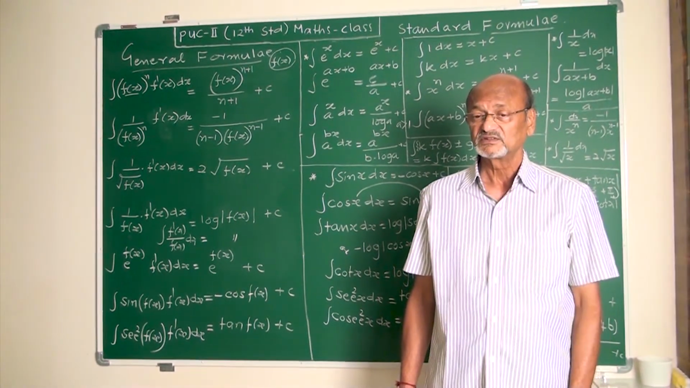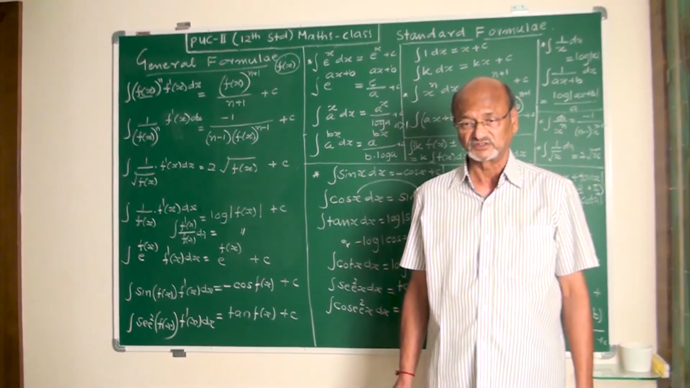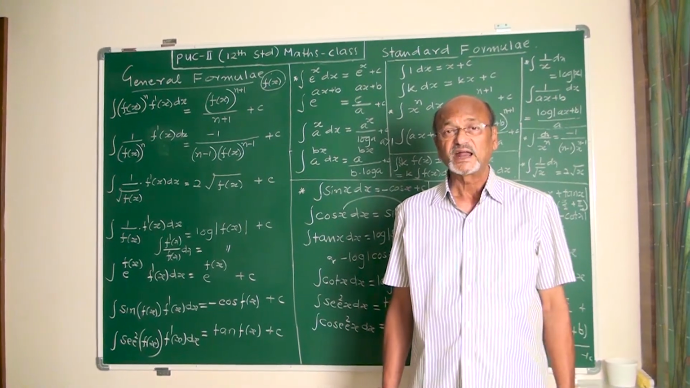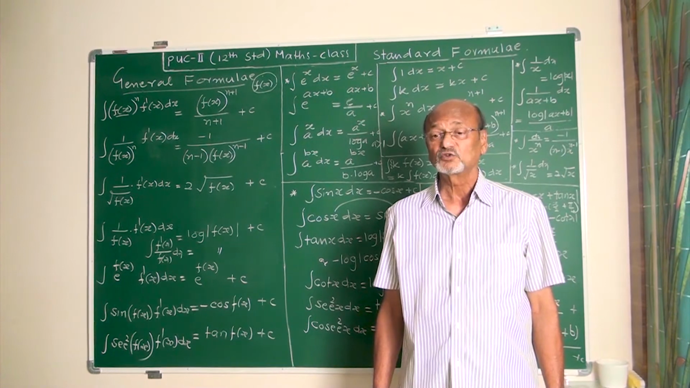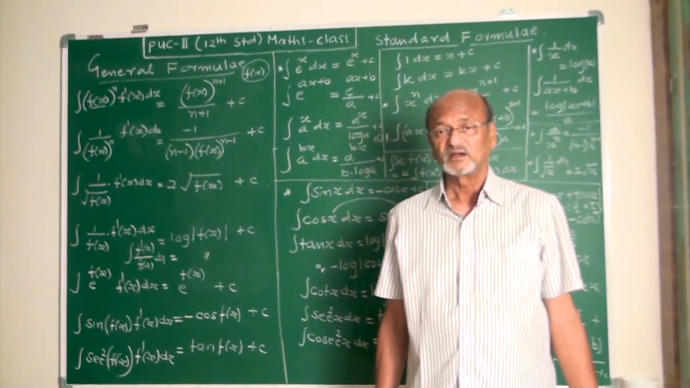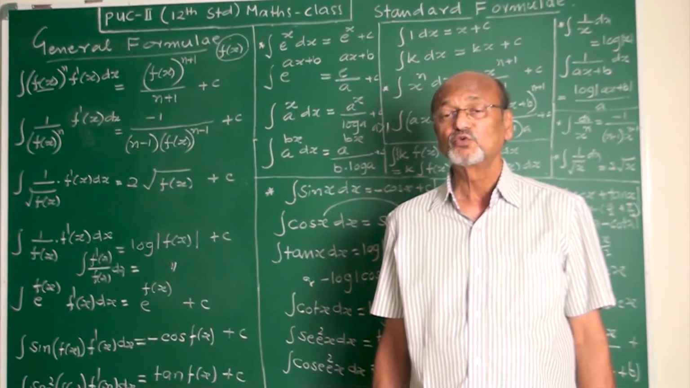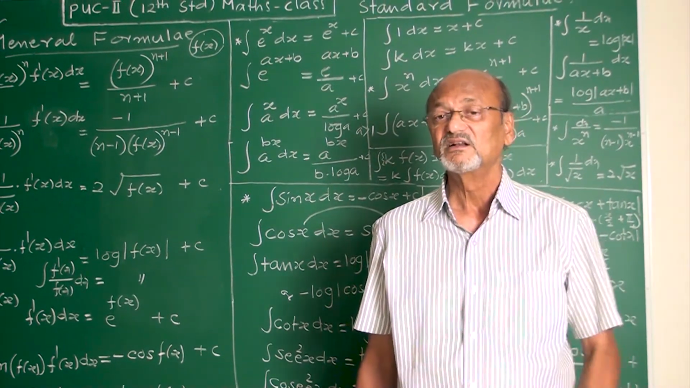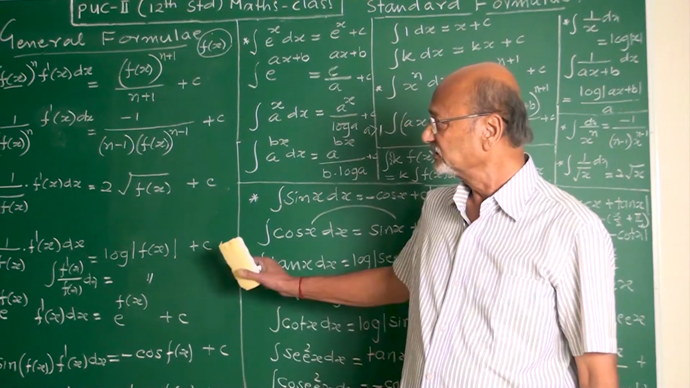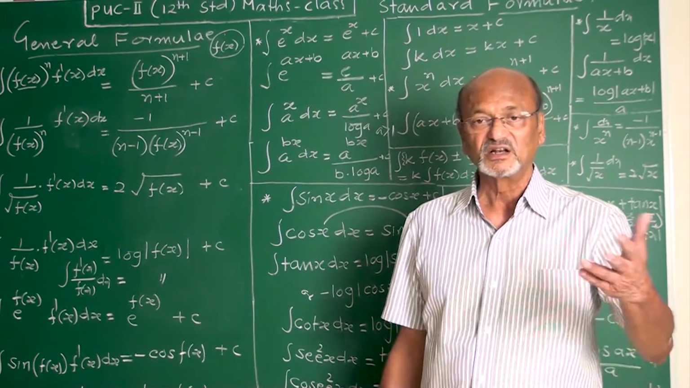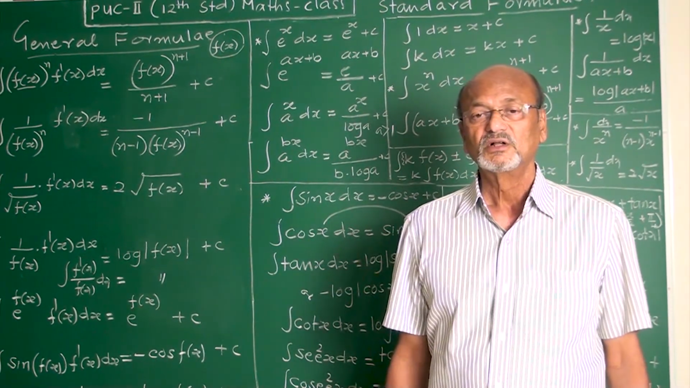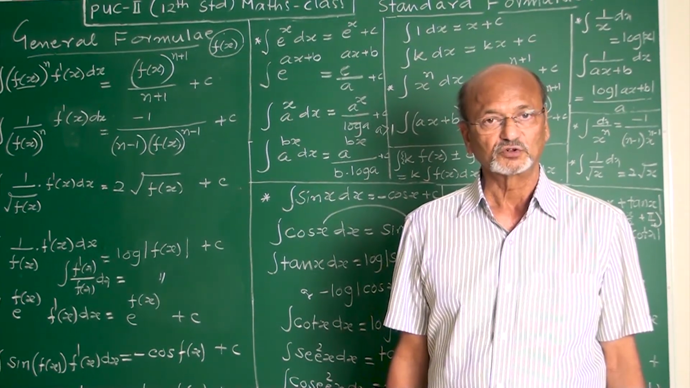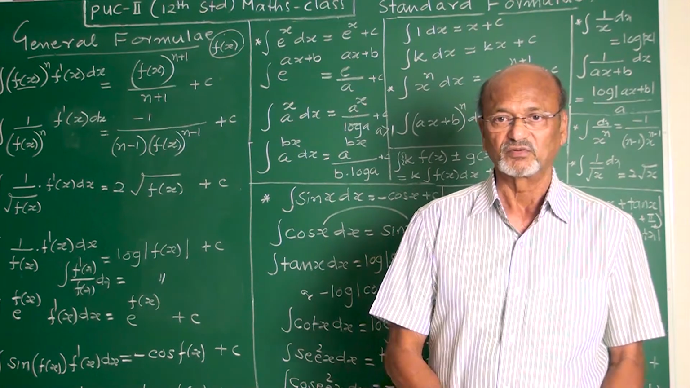Either it is sin inverse x or minus cos inverse x. Integral 1 upon 1 plus x square is tan inverse x or minus cot inverse x. And 1 upon x into root x square minus 1 is sec inverse x. That list I will give after doing some examples on this list. Later I will come to inverse trigonometric functions.